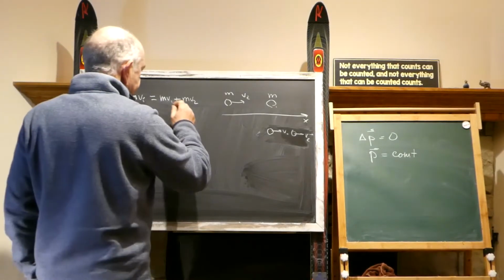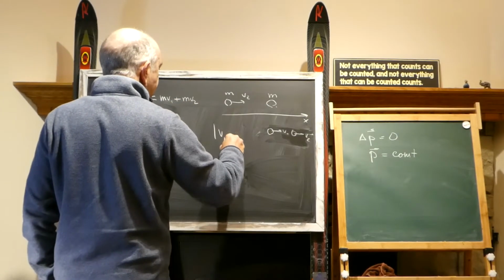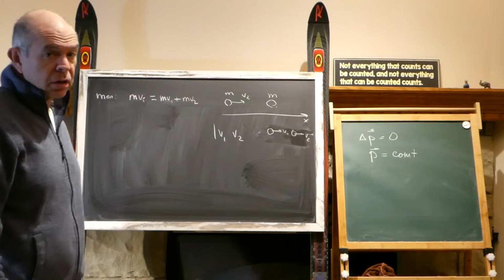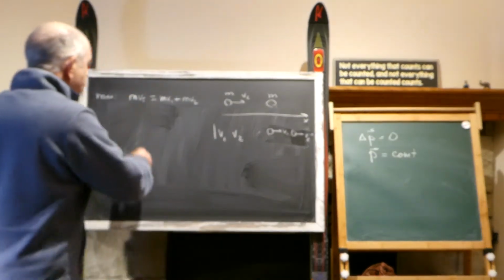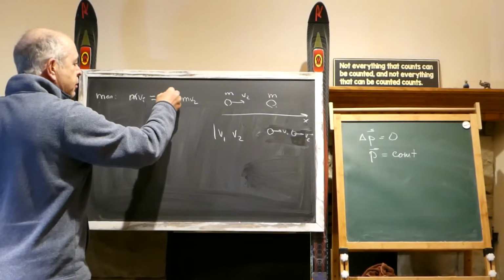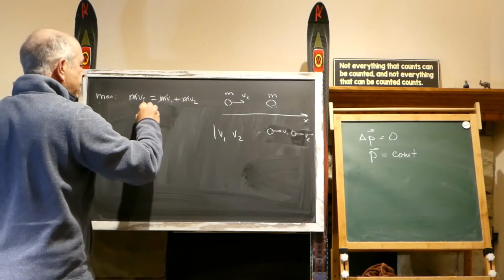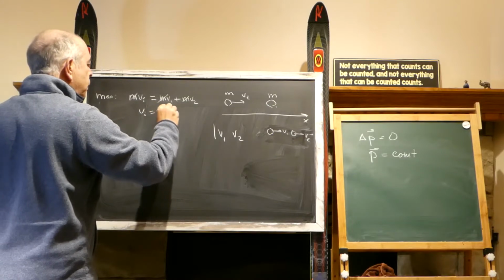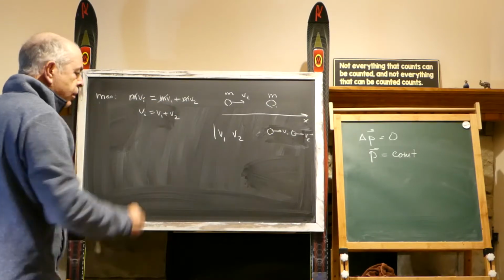If I try to solve it, I have v1 and v2, two unknowns and one equation, and it would be difficult to do. Of course, mass is irrelevant, so mass will be gone, and this would become v initial equals v1 plus v2, and you will never solve it using only this.